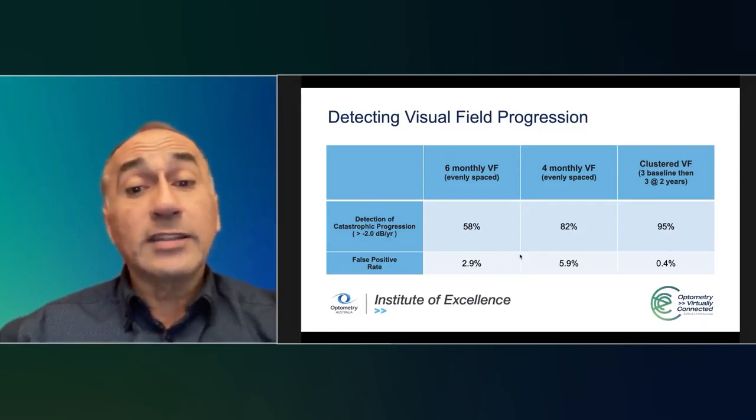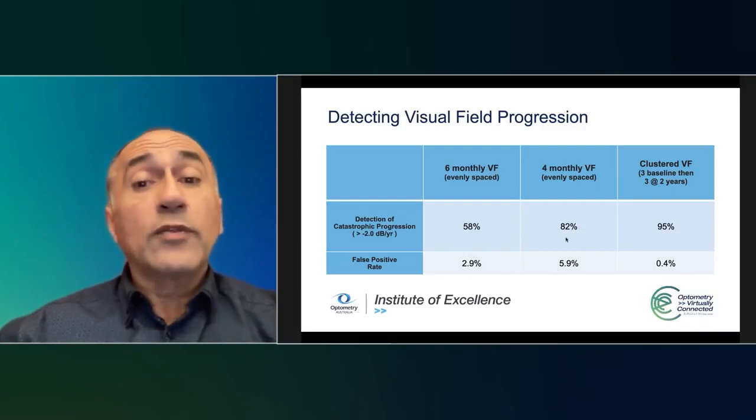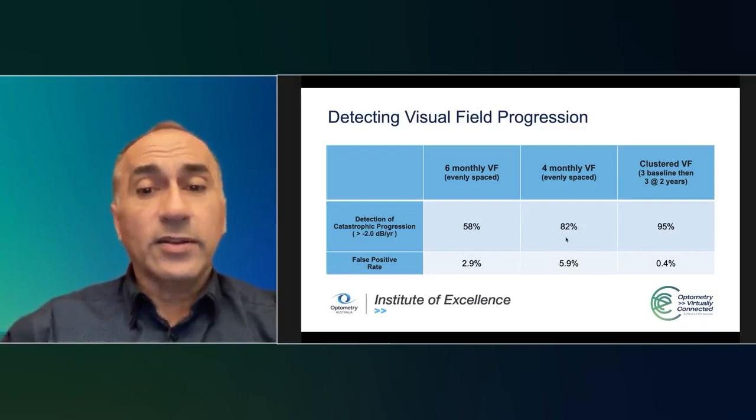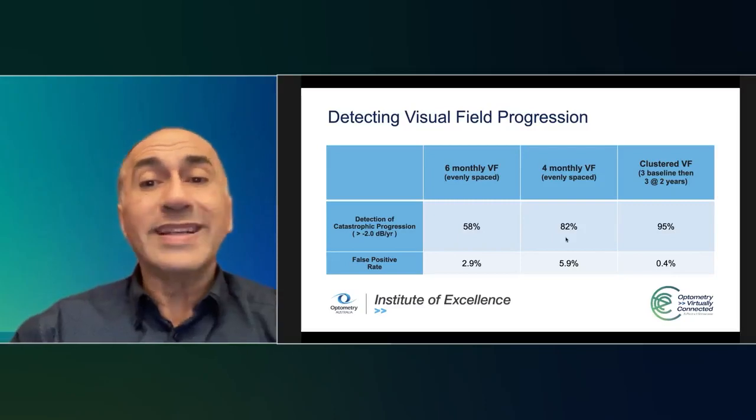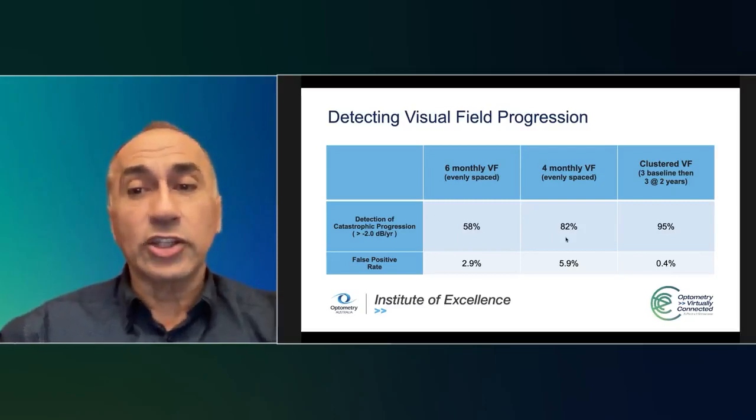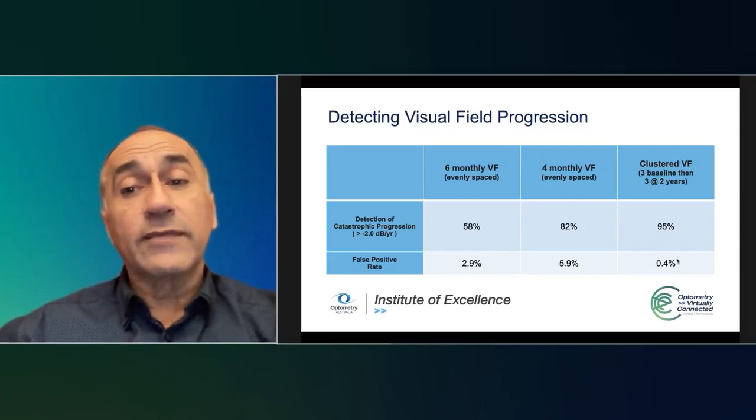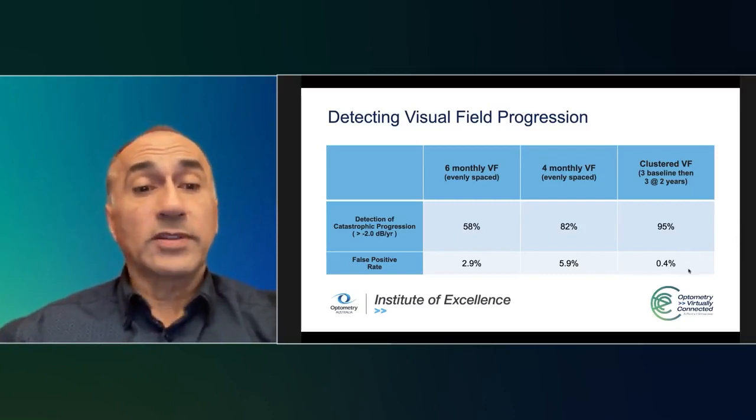The other false positive rates are pretty good as well, but you've got a lot of false negatives, ones that you're missing out on that have progressed, but the software is unable to detect the change. Well, if you do your clustered visual fields, you have a high detection rate and a minimal false positive rate.